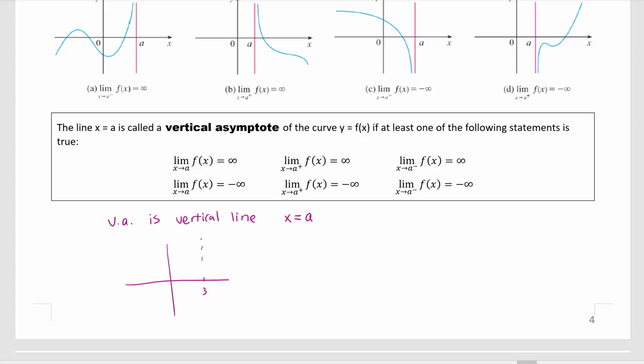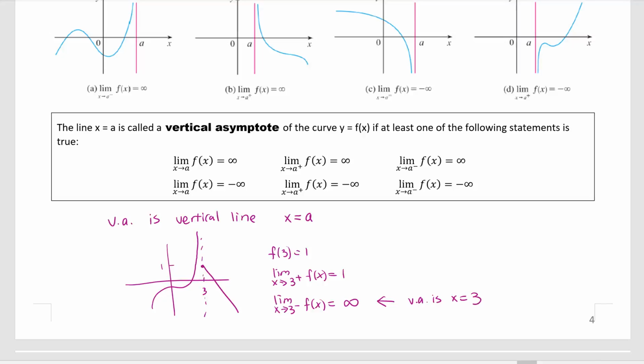Let's pick 3 again. On the left we can have this, and on the right we can have this. Now, do we have a vertical asymptote at 3, even though this is a piecewise function, even though f of 3 is defined? So f of 3, let's say, is 1, and the right-sided limit is also 1, but the left-sided limit is infinity. So as long as one-sided limit is infinity, then we know the vertical asymptote is x equals 3.